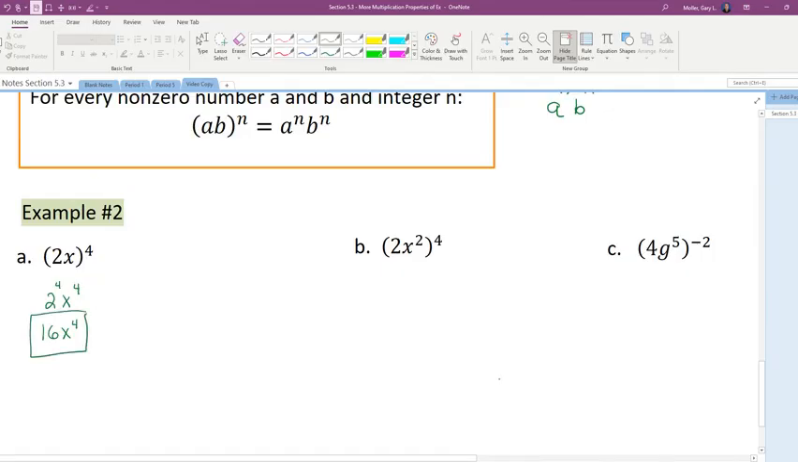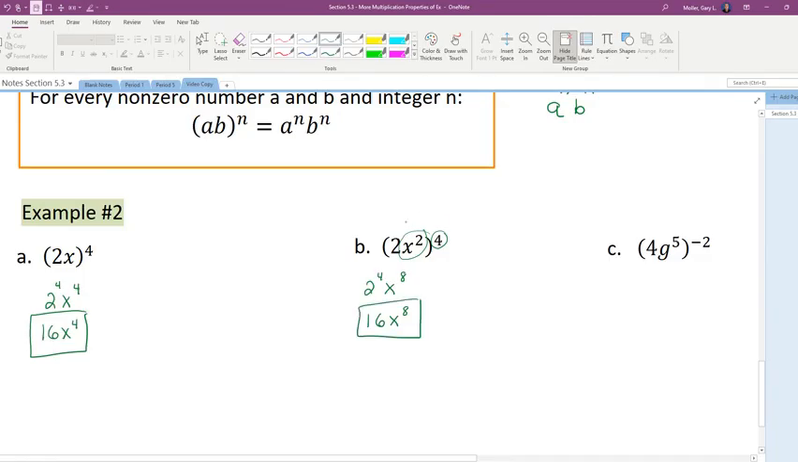All right. This one, we're going to use both our rules from today. So the first one says the 4 goes to the 2 and it goes to the x squared. But when I apply the 4 to the x squared, we're using rule 1 from today. Power raised to a power, we multiply the powers together. So this ends up being x to the 8th power. Or, again, 16 x to the 8th.